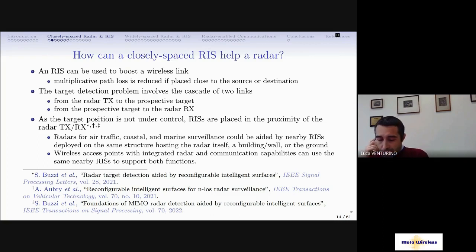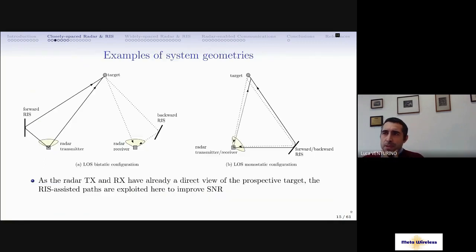Also, if we consider applications where we have a wireless access point with integrated radar and communication capabilities, we can actually reuse the same reflective surface to support both functions. So this is the main picture. I would like to start by introducing some examples of possible system geometries that we can have.